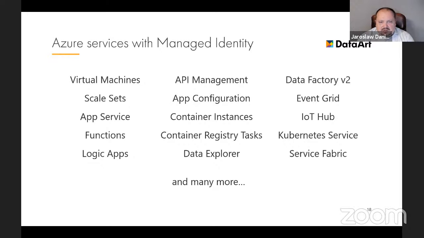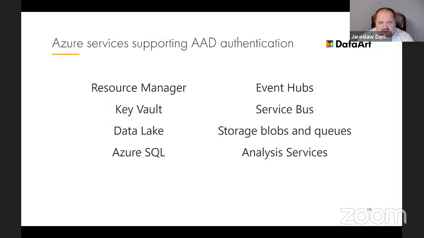What can we access using those passports, which is managed identity? We can access Resource Manager, so we can use this identity to act on other resources, to configure them, to deploy them. We can, of course, access Key Vault. We can access Data Lake, Azure SQL, Event Hubs, storage, one of the most frequently used services. So the list is maybe not that vast, but they are key elements in Azure that you can get your access to.